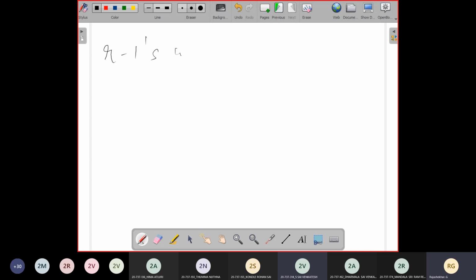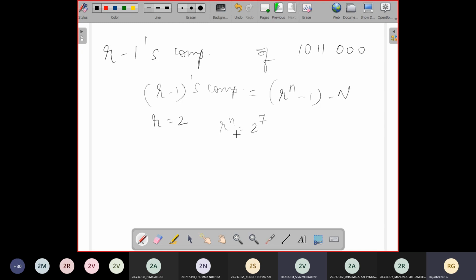The (r minus 1)'s complement of 1011000, which is a binary number. So what is the normal procedure? By definition, the definition says r^n minus 1 minus the given number. In this case, r happens to be 2. So how many digits are there? 1, 2, 3, 4, 5, 6, 7 digits are there. So 2^n will become 2^7. 2^7 is 128. How do you represent 128 in binary?